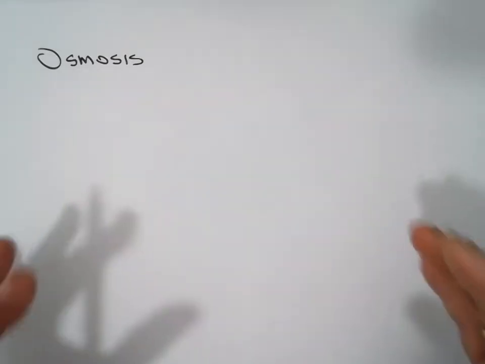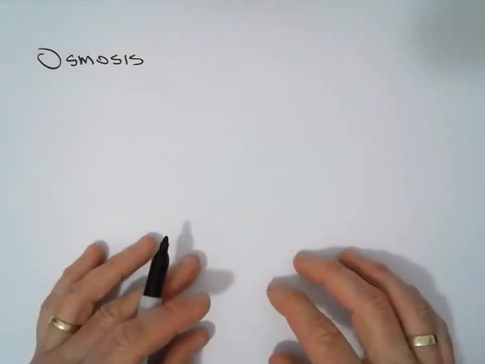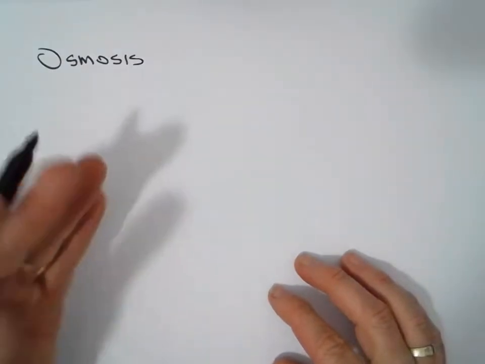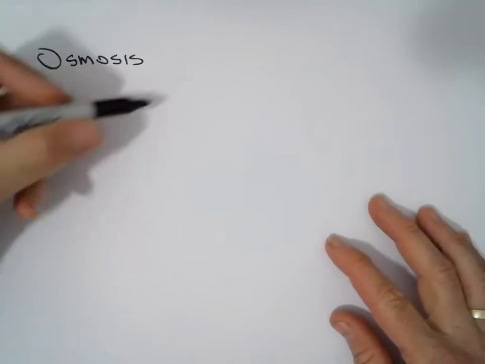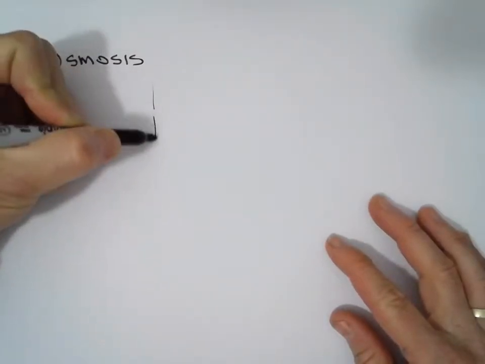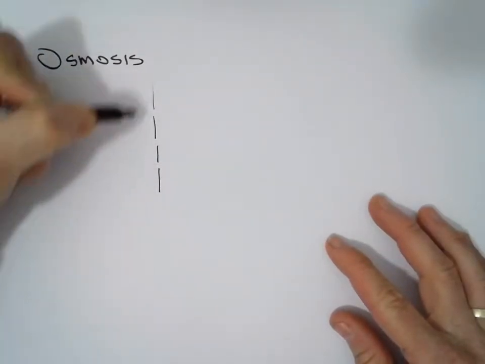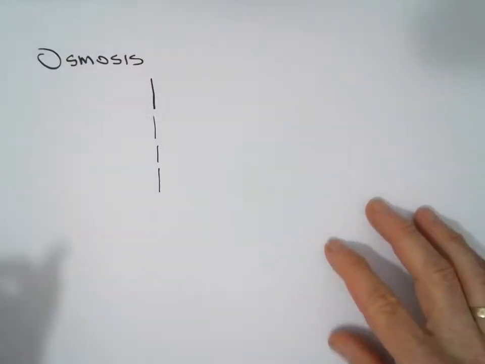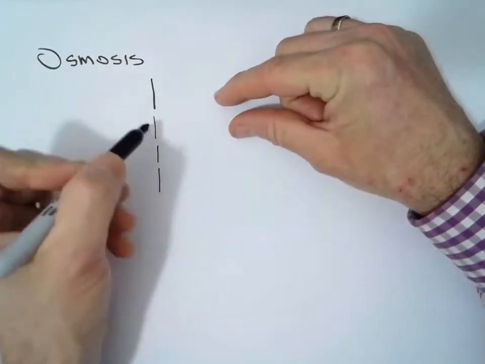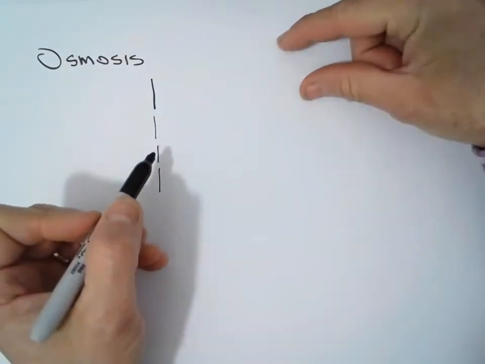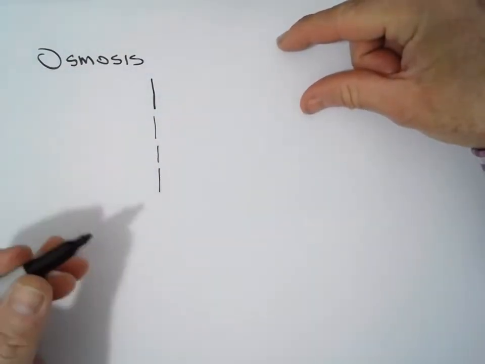Osmosis is the movement of water along a concentration gradient from an area of high water to an area of low water. Let's show you an example. So we've got a semi-permeable membrane. That means it's a barrier that's got little holes in it that allow some things to go through. So it allows the water to go through.